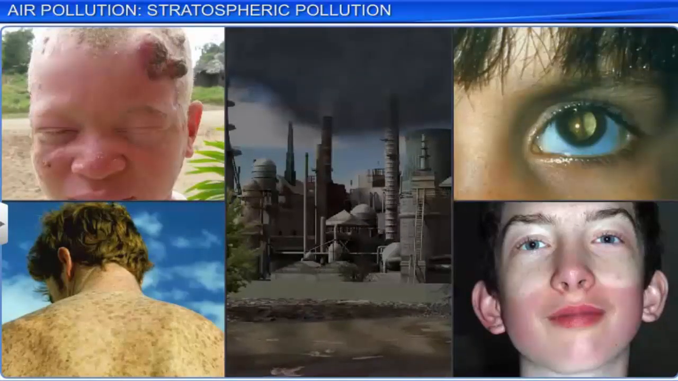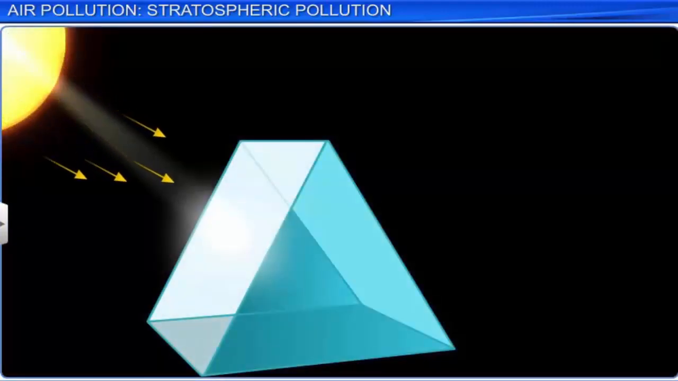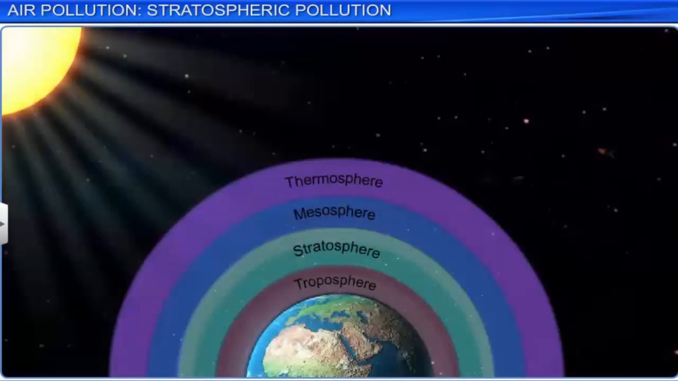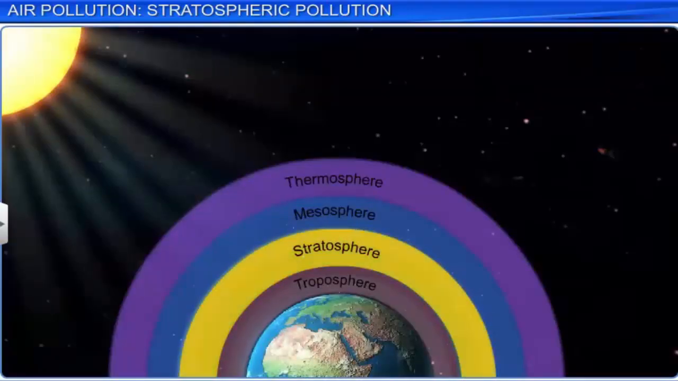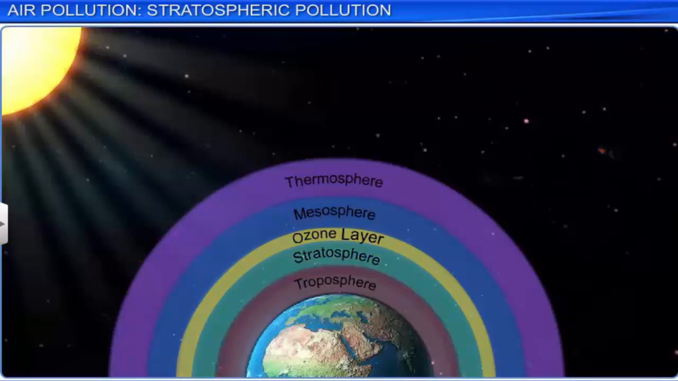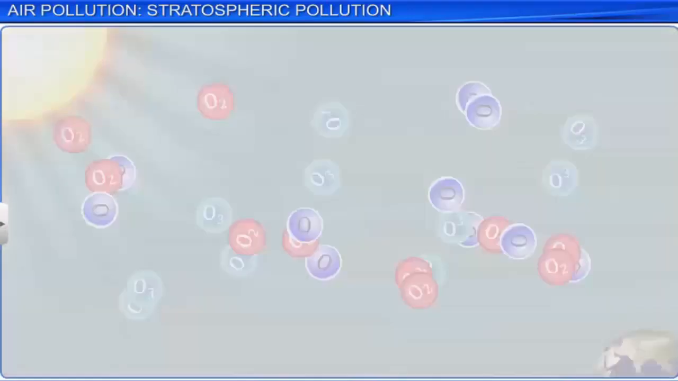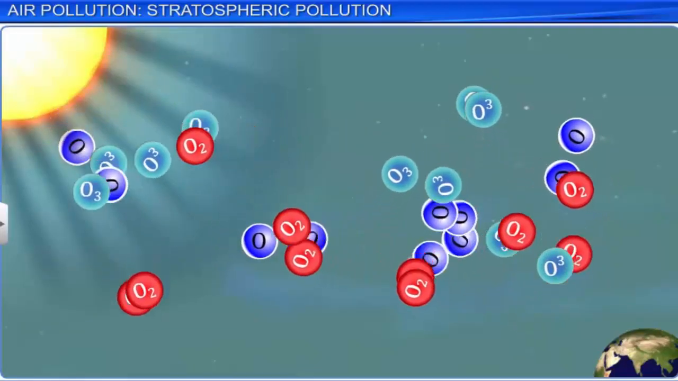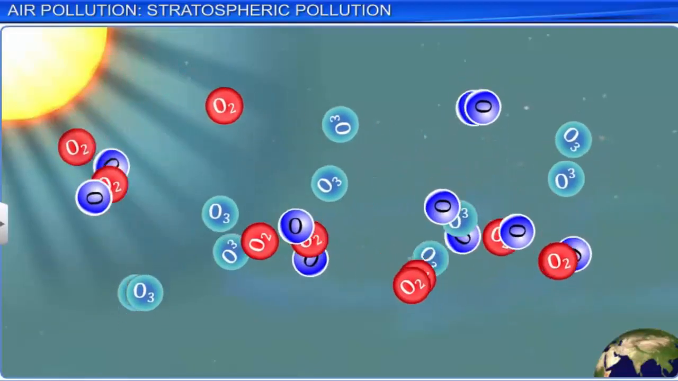Let's understand how. Sun rays contain ultraviolet or UV radiations. The second layer of atmosphere, or the next layer of troposphere, is called the stratosphere. In the upper zone of stratosphere, the protective layer of atmosphere called ozone layer is present. Ozone is produced when the ultraviolet radiations collide with the dioxygen molecules present in this layer.